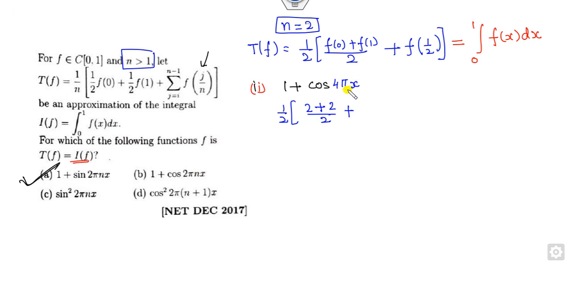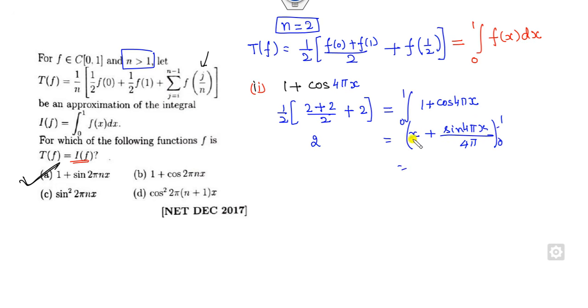What is the f of half? 2 pi is again here. What is that? It is 2 plus 2, 4. Left hand side is 2. This part will be 1 plus cos 4 pi x. What is the integration of this? x plus sine 4 pi x over 4 pi. So clearly this is 1. When you take 1, 0, 0 is there. So 2 is not equal to 1. This option is cancelled out.